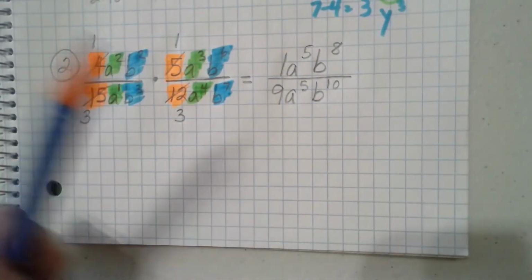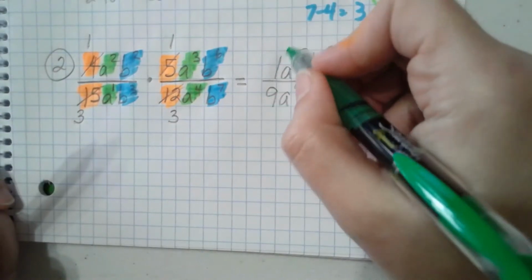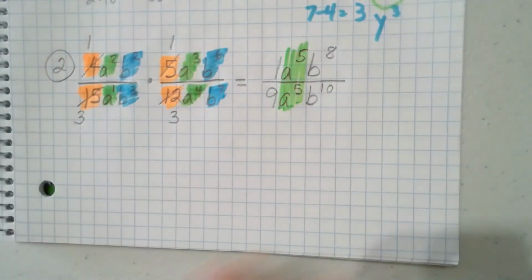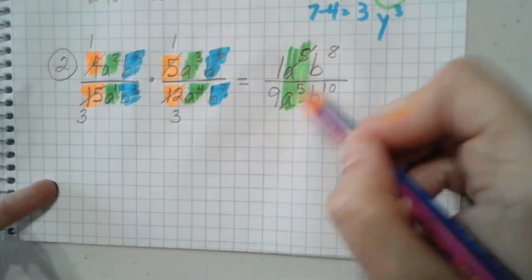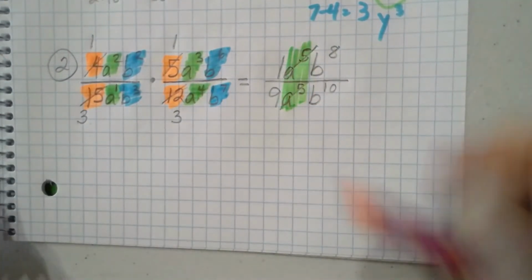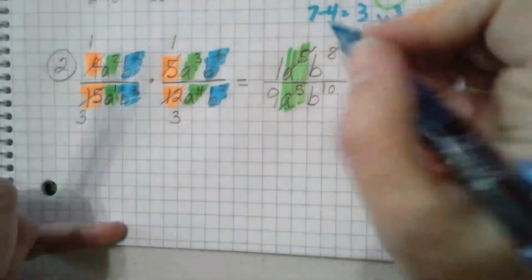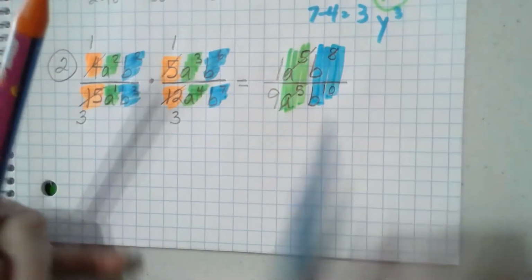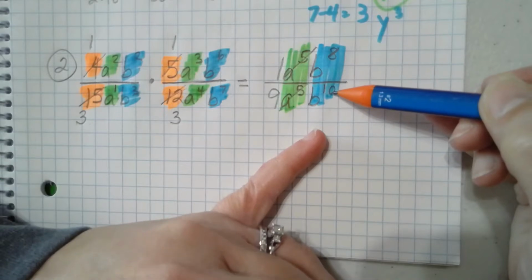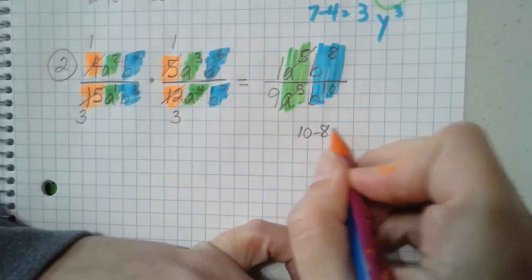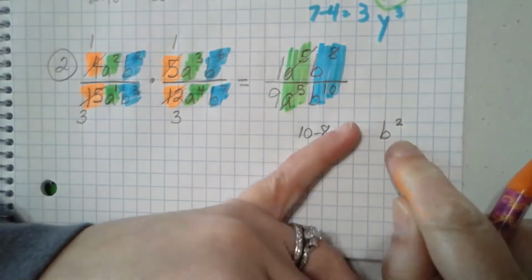Okay, so now we're going to go top to bottom. 1 divided by 9, that's already taken care of. We got our a values, a to the 5th over a to the 5th. Those are exactly the same thing, so they just cancel each other out. 5 minus 5 is 0. We don't need that in our answer. Anything to the 0 power is 1. Then we have our b values. We got 8 b's on the top and 10 on the bottom. 10 minus 8 makes 2. So we're going to have b squared in our answer.